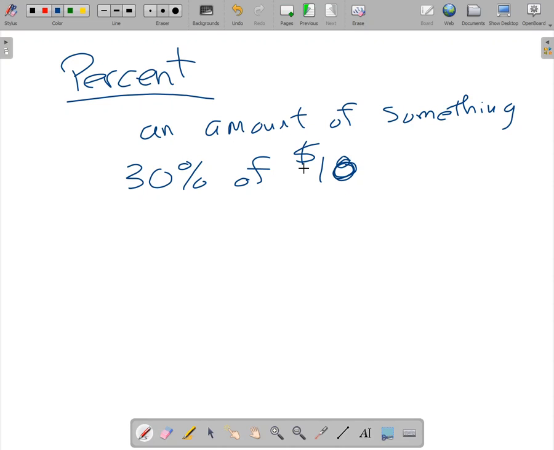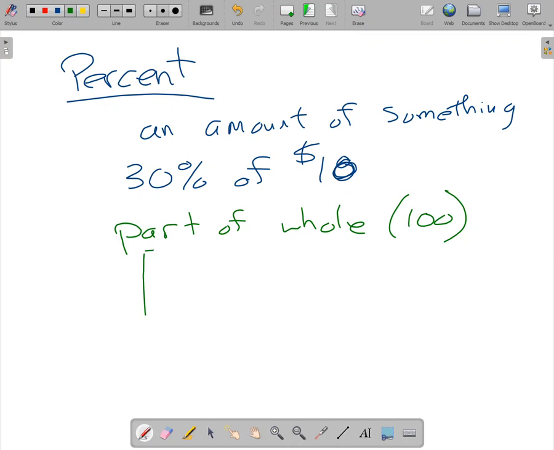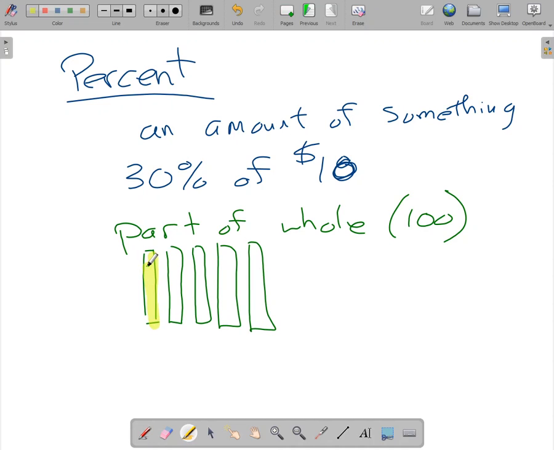Put a percent as a part of a whole, and then in parentheses I put 100. Whole 100. And then I drew a picture of five longs, and I shaded in 2 of them, and then I put 2 over 5 equals 40%. So 2 out of 5 is 40%.